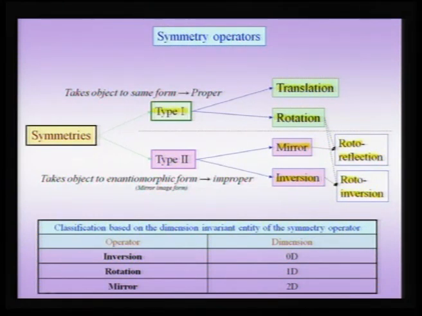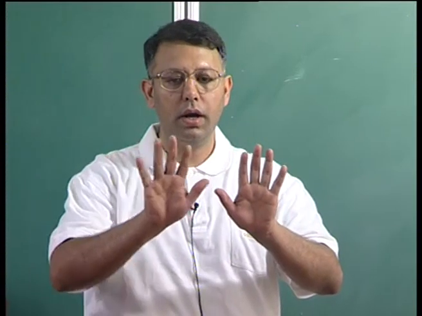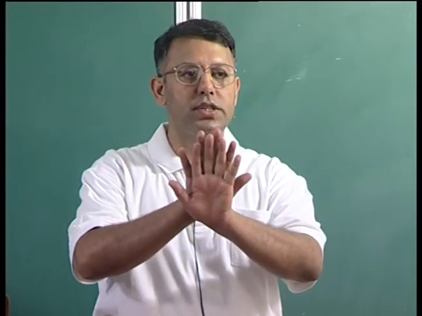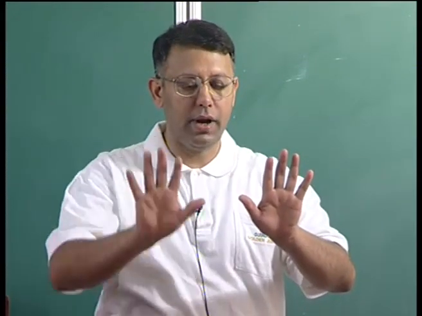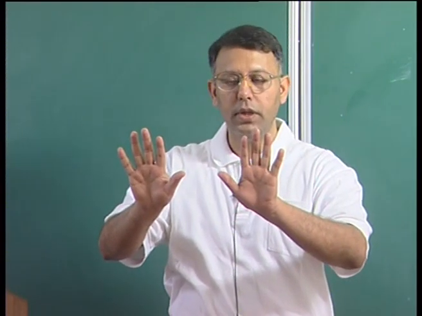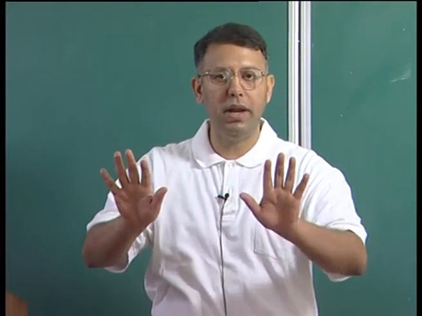So there are type 1 symmetry operators which take an object to its same form, and there are type 2 symmetry operators which take an object to what is known as the mirror form or the enantiomorphic form. Now to understand what a mirror form is, the best example we can consider is the human hand. We have the left hand and the right hand. I can perform no rotation or translation operation to make my left hand coincide on top of the right hand, because my left hand and right hand are related by a mirror operation right in the middle of my two hands. Therefore, there is no possible translation or rotation operation which can take my right hand to my left hand, or equivalently my left hand to my right hand.